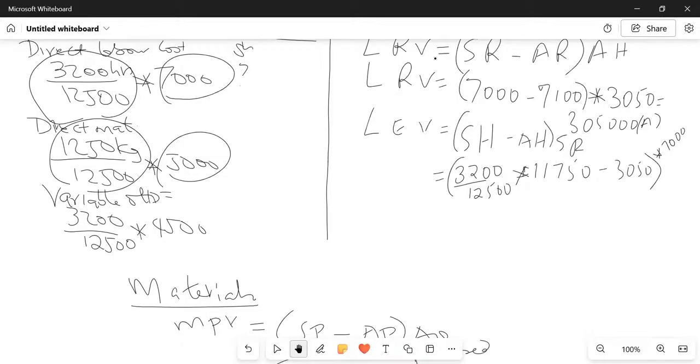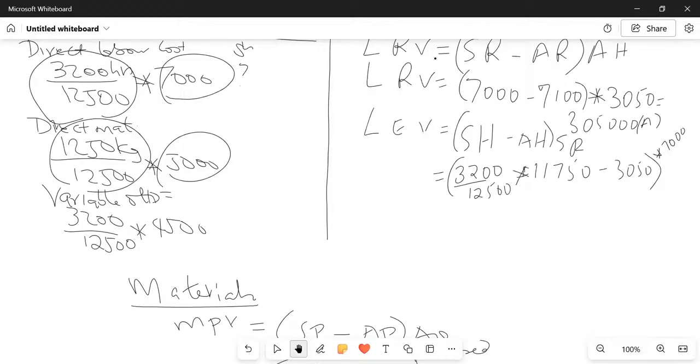Hapo utasahau hiyo tena. Nyinyi mlikuwa mmetumia gani? Msinifiche mimi baba yenu. Hii 3,200 over or divided by? So you took 4,500 divided by 12,500.